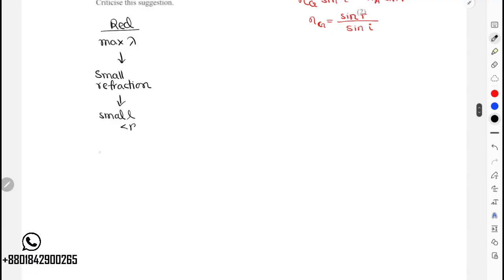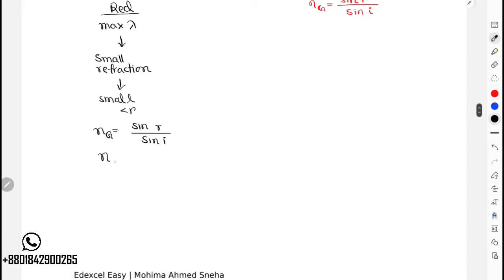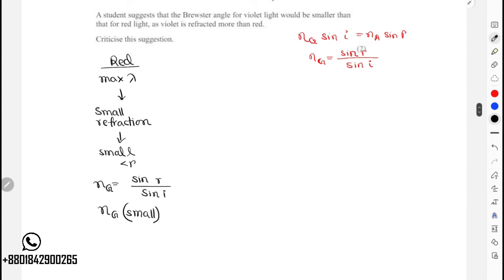If small angle of refraction, then according to your equation, n is equal to sine r over sine i, because this time they are traveling from glass to air, not from air to glass. This refractive index of glass should be smaller for red, so Ng is small for red color, and this will be the opposite for the violet, right? So I'll write in the statements that the refractive index of glass is greater for violet, as it is refracted at a greater angle because it has the minimum wavelength.